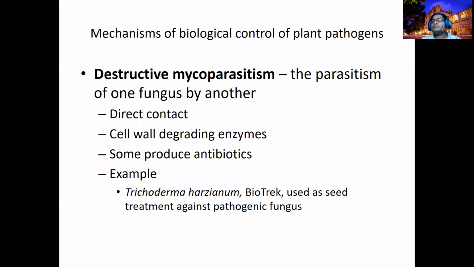Destruction is different from antagonism. Antagonism is suppression. Destruction is direct killing, right? Direct killing by attacking. So this is important, and it is notably seen in Trichoderma. Trichoderma harzianum can grow on nematode eggs and juveniles, right? Eggs and juveniles, it has been reported. So destructive.